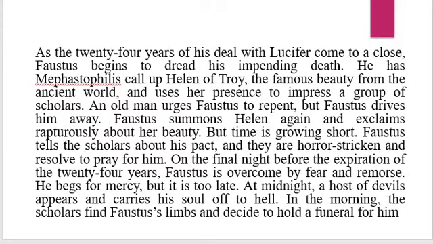On the final night before the expiration of the 24 years, Faustus is overcome by fear and remorse. He begs for mercy, but it is too late. At midnight, a host of devils appears and carries his soul off to hell. In the morning, the scholars find Faustus' limbs and decide to hold a funeral for him.